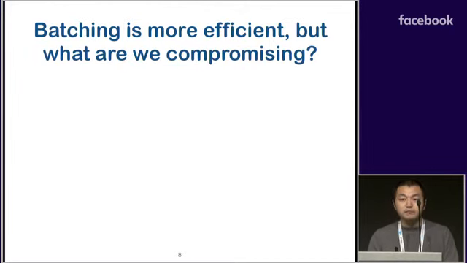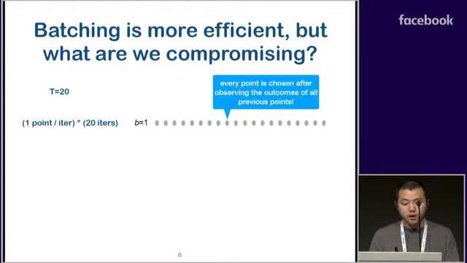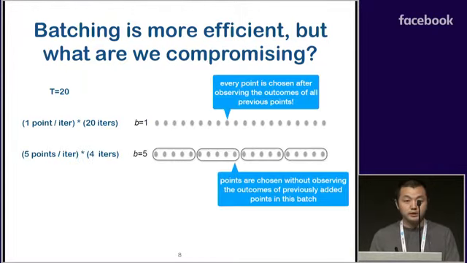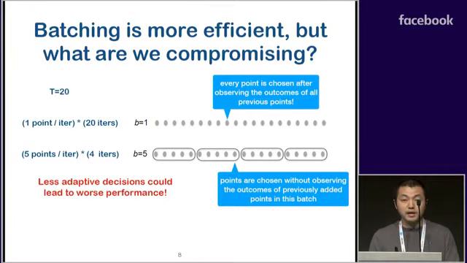Batching is certainly more efficient, but is that something we are compromising? Suppose we can query 20 points. We can either query points 1 by 1 for 20 iterations, or say we can query 5 points at a time for 4 iterations, which is much more efficient. However, in the latter case, the points are often chosen in a less adaptive fashion, which could lead to worse performance.